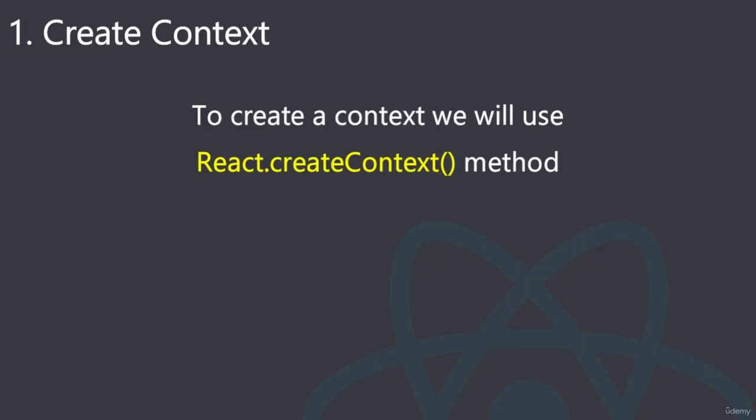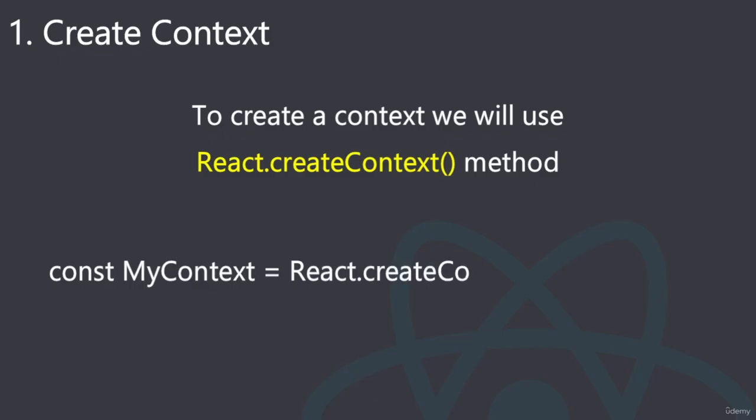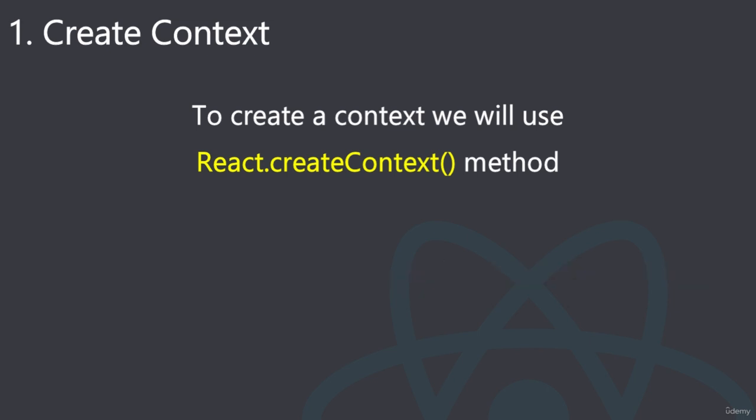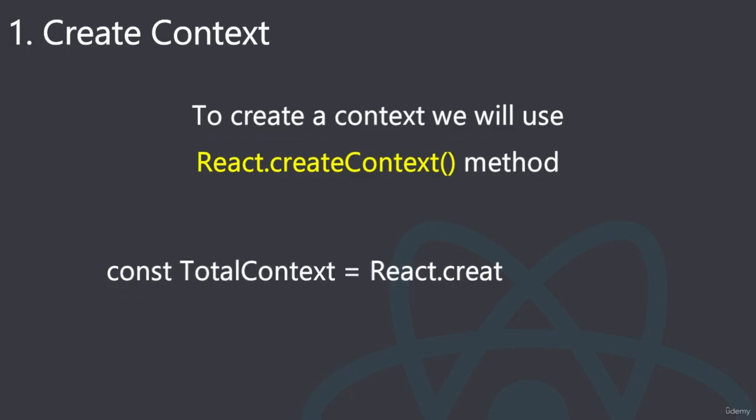So to create a context, we will use react.createContext method. Here is the syntax. This is as per the official documentation. I'll say const myContext is equal to react.createContext. In the brackets, you can specify the default value. So myContext here becomes the global context object. In our case, it will be, for example, total context. So I'll say const total context is equal to react.createContext, and I want that the total should have 0 by default. So I'll pass 0 here.